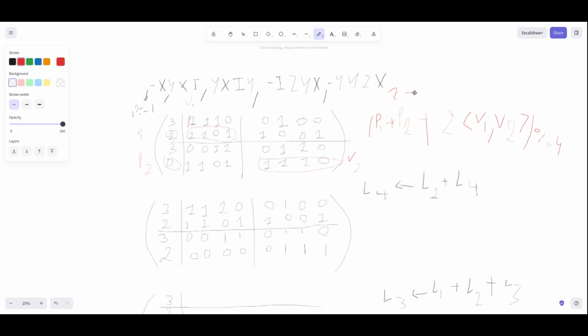So here it will be 2 plus 0 plus 2, 1 plus 1 plus 0 plus 0. So it's just 2 plus 4, so it's equal to 6 modulo 4, which is why you still have 2.